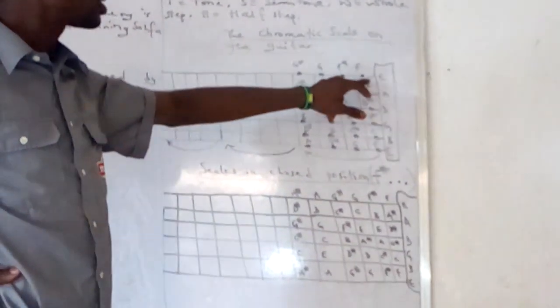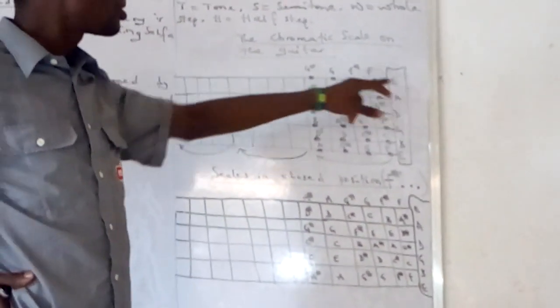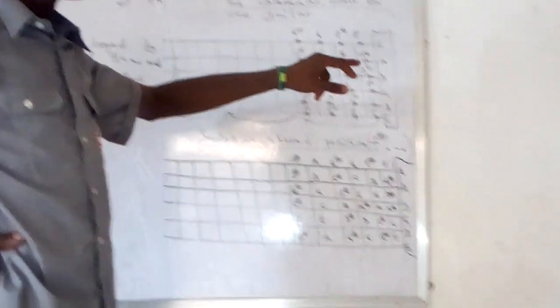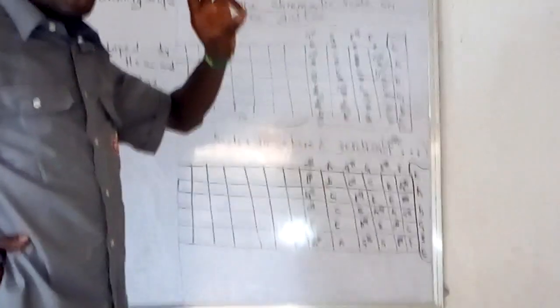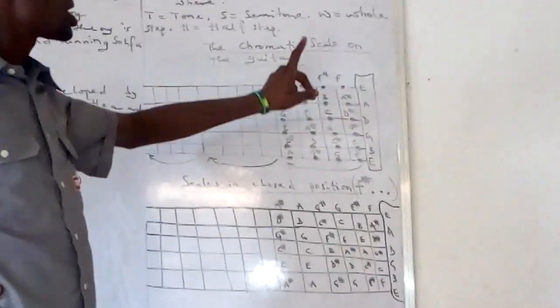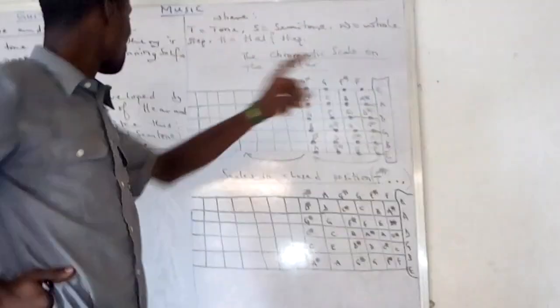E to F is what? A semitone. And when you move from E to F sharp, that's a tone. That's an interval of two notes. But a semitone is an interval of 1 note. E to what? F. Understand?